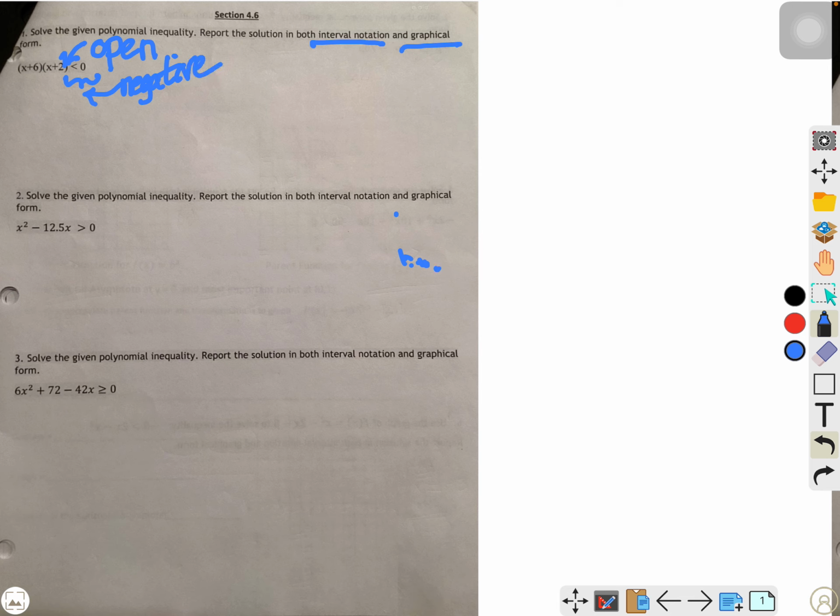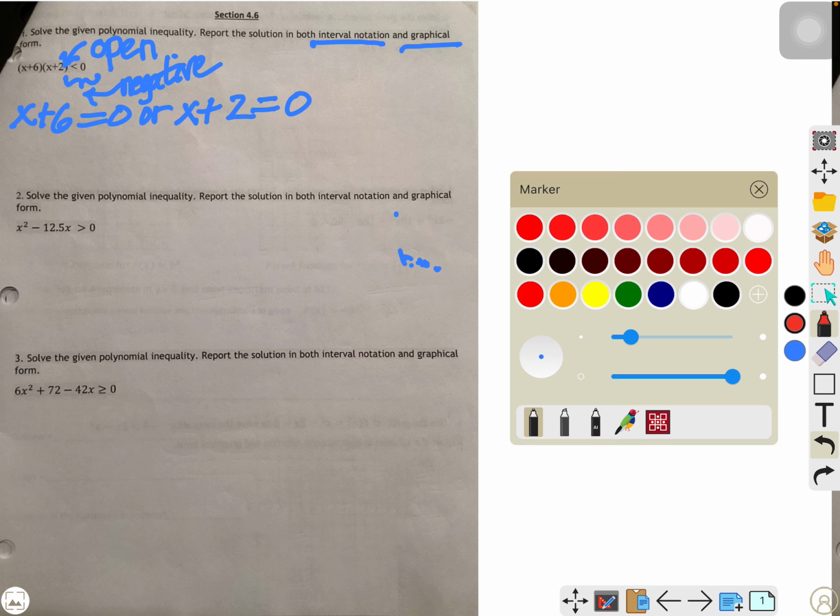So let's find our critical values. We're going to find our critical values by setting each quantity equal to 0. This is the zero product property. Anytime you have two factors multiplied together and the product is 0, one or both of those factors must have been 0. So to solve, we are going to isolate x.